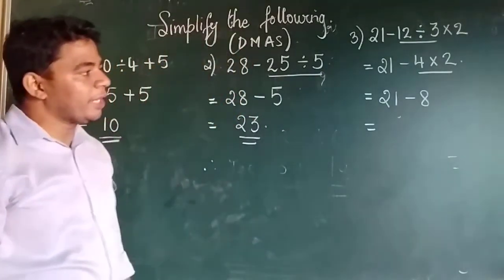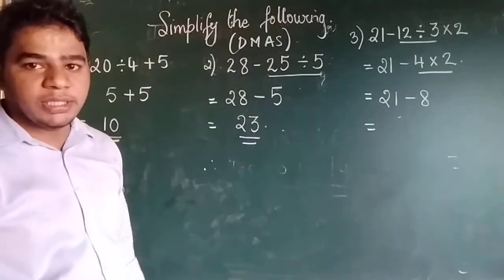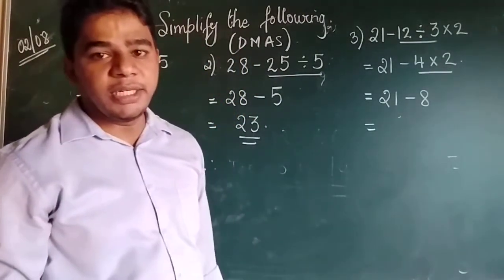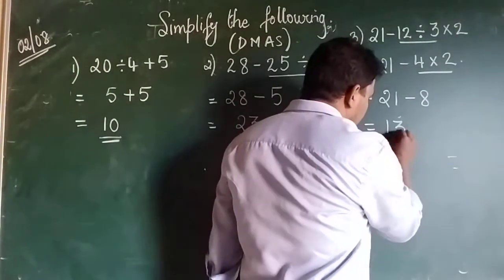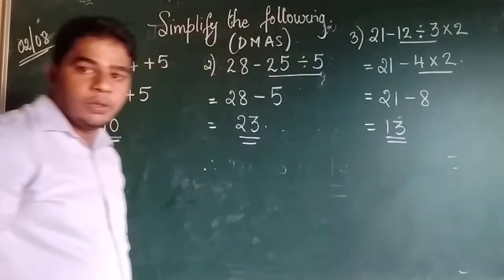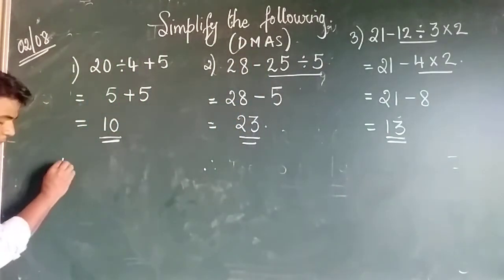Okay, now let's see 21 minus 8. What is 20 minus 8? 20 minus 8 is 12, therefore 21 minus 8 will be 13. Okay, let's go to the fourth one.